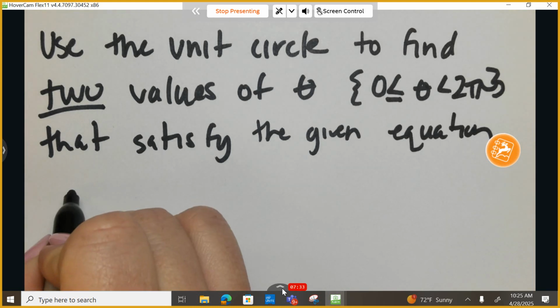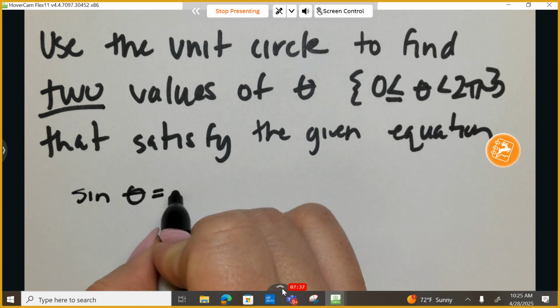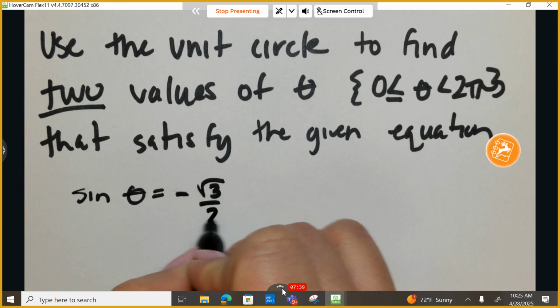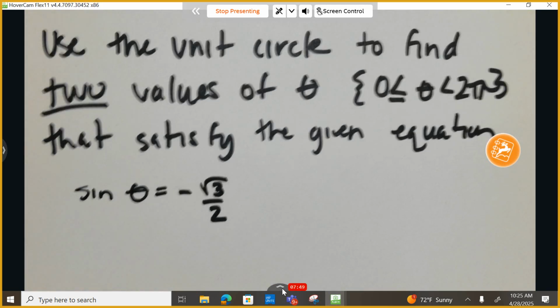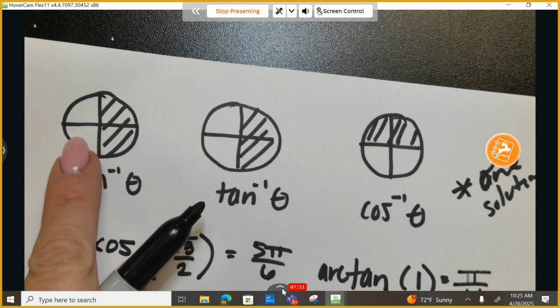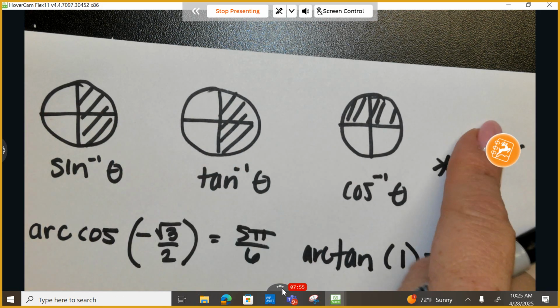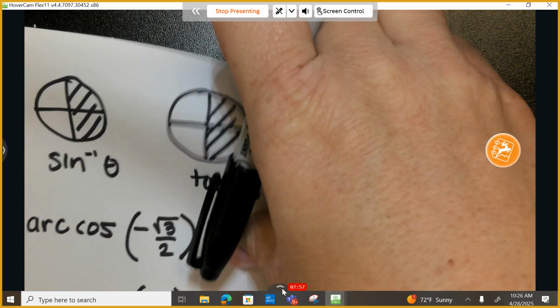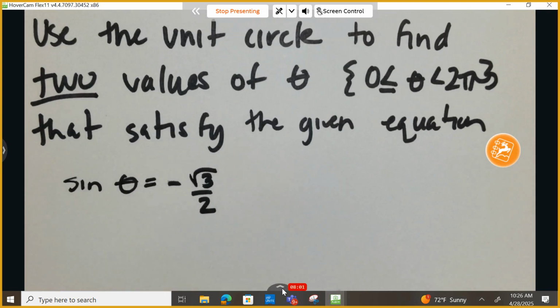Here's our very first one. You're going to see sine of an angle equals negative radical 3 over 2. There's no arc sine. When you see the word arc, how many answers are you going to have? One. Do you see any arc here? None. So this is used for arc or inverse. When you don't see the word arc or inverse, I'm ignoring this, and I'm looking for two spots where the sine is negative radical 3 over 2.